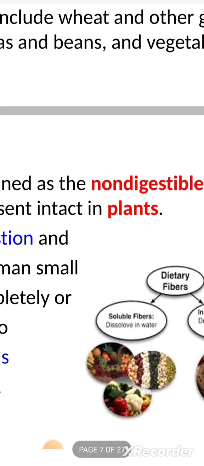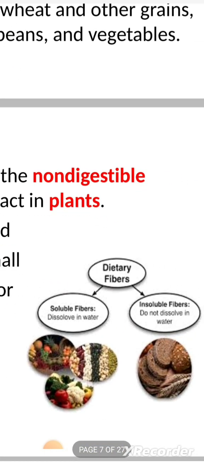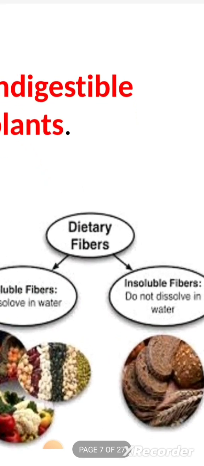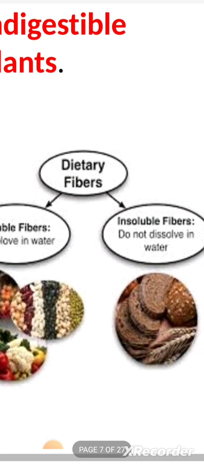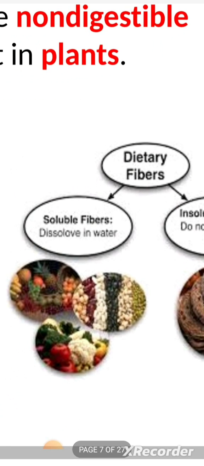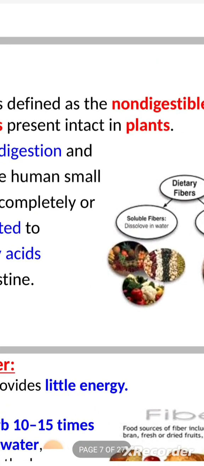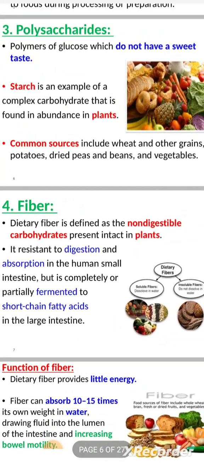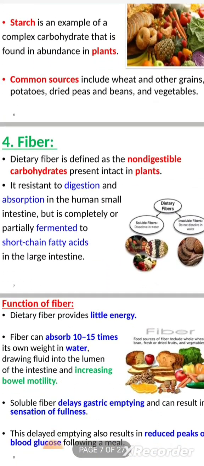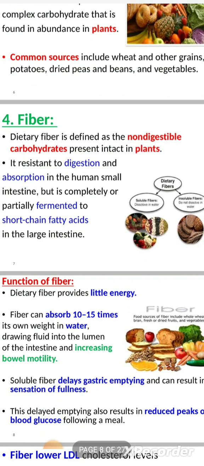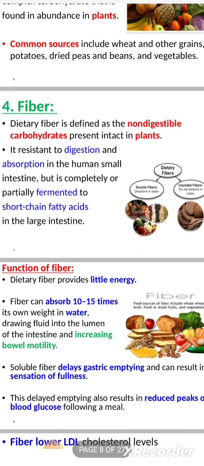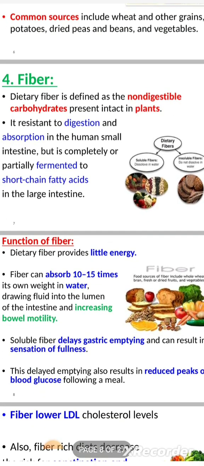If you look at it, dietary fibers are divided into soluble fibers, which dissolve in water, and insoluble fibers, which do not dissolve in water. Examples are grains, for example wheat, and fruits. Dried fruit can be considered sometimes as fiber.